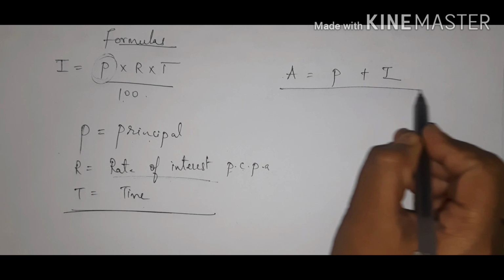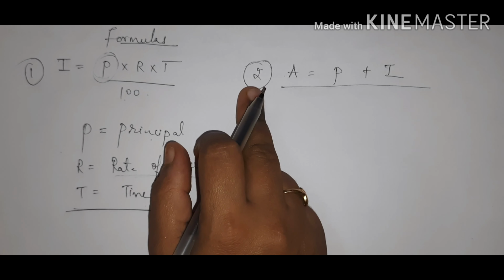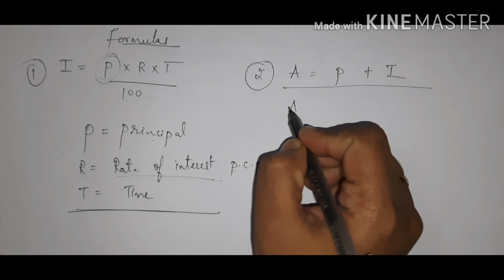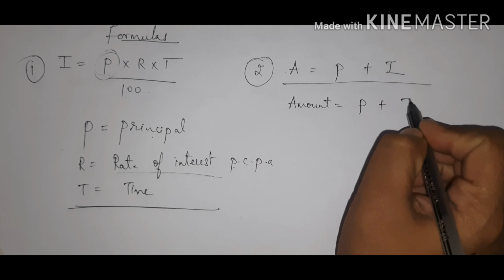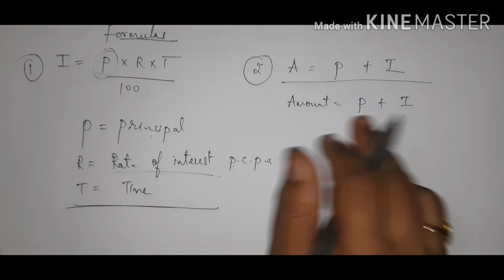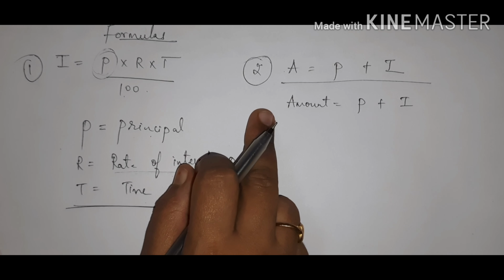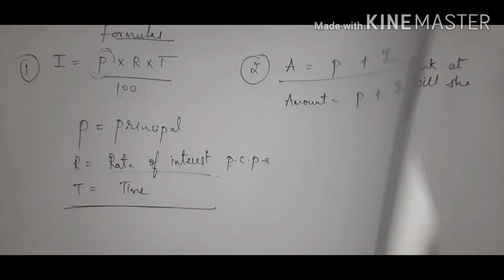Okay, and the second formula is this. The first formula is for calculating interest, the second formula is for calculating amount. A means amount, so the amount formula is principal plus interest. If you add principal plus interest, you will get the amount. So these are the two formulas. Revise it properly. Based on this, let us solve our practice set number 40.